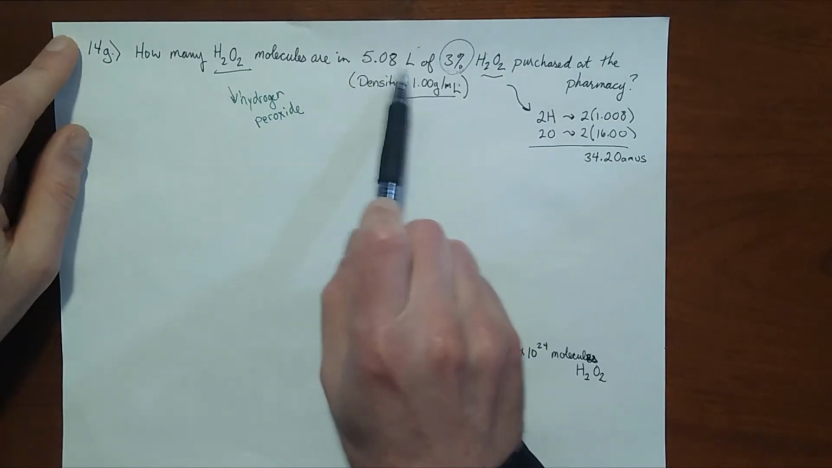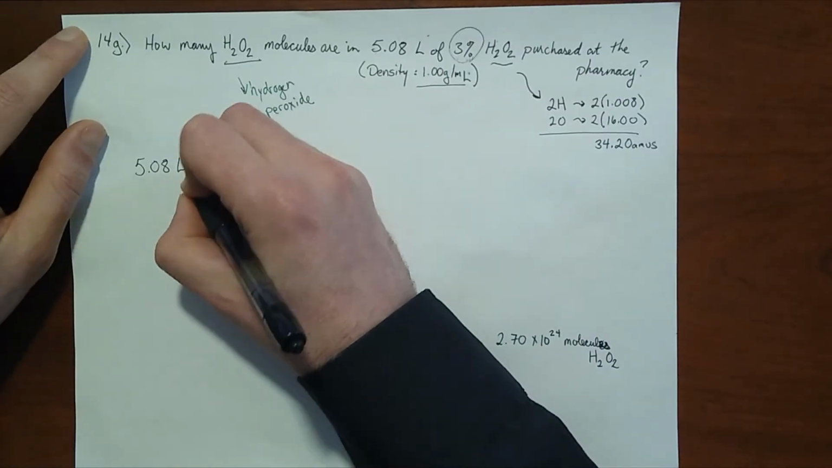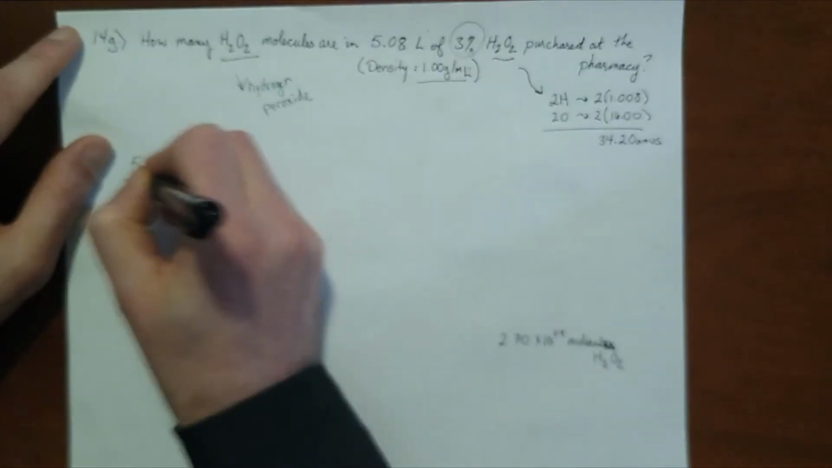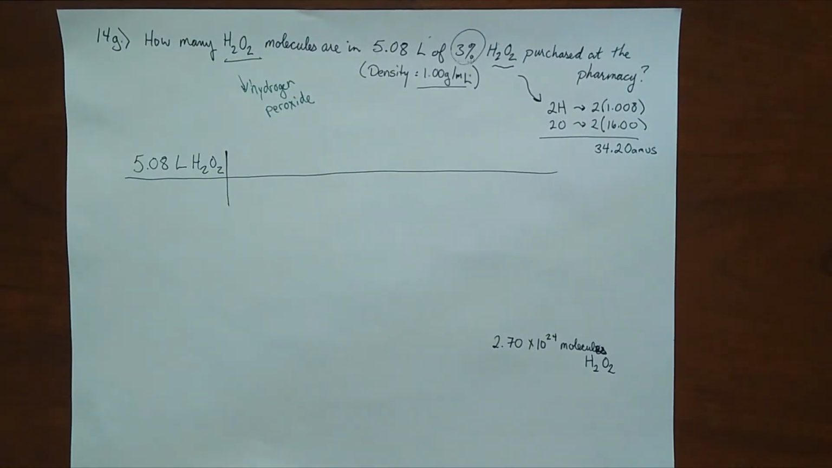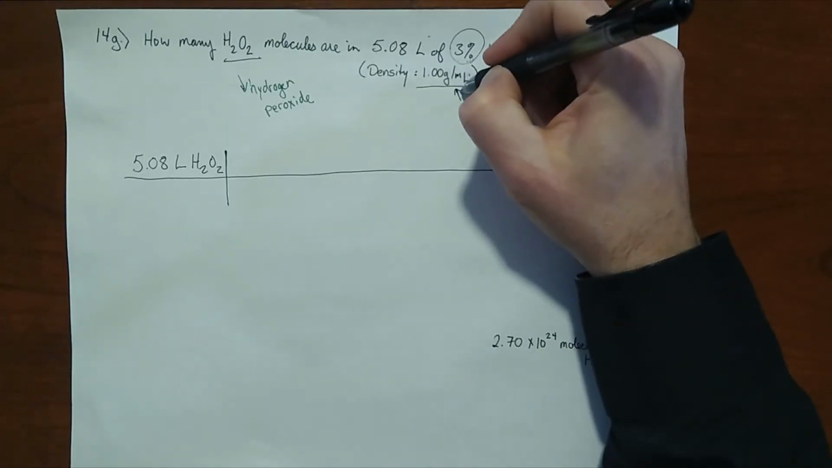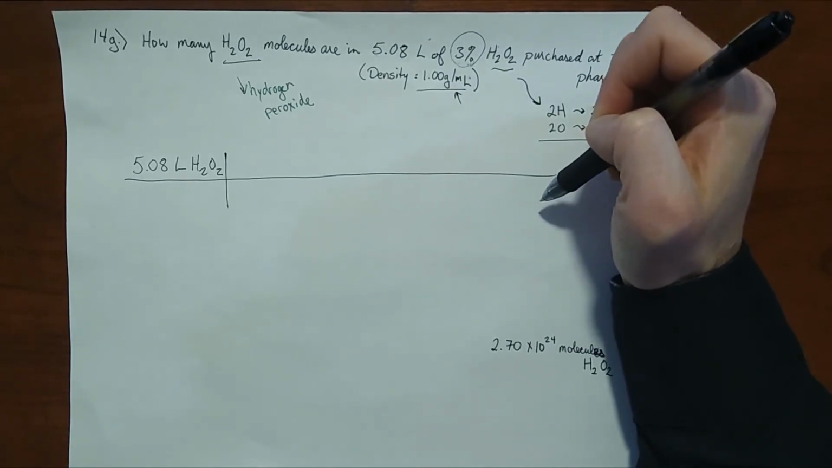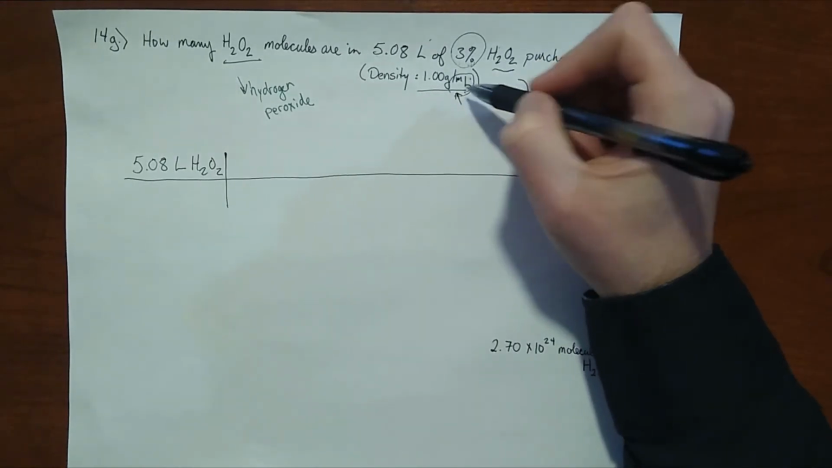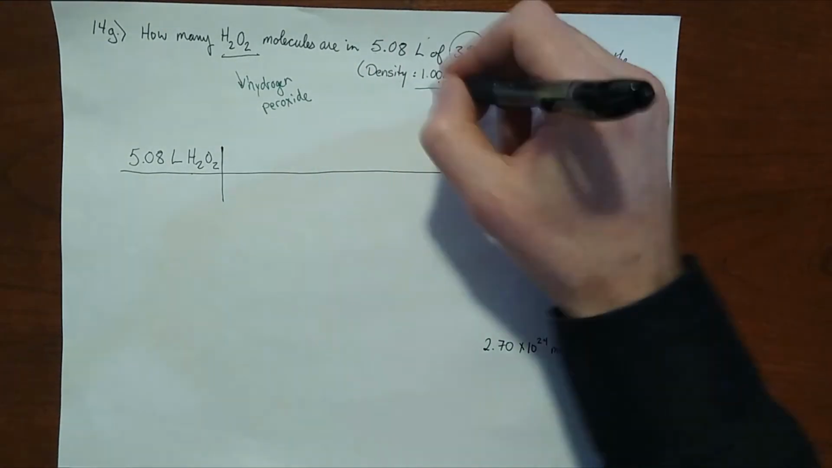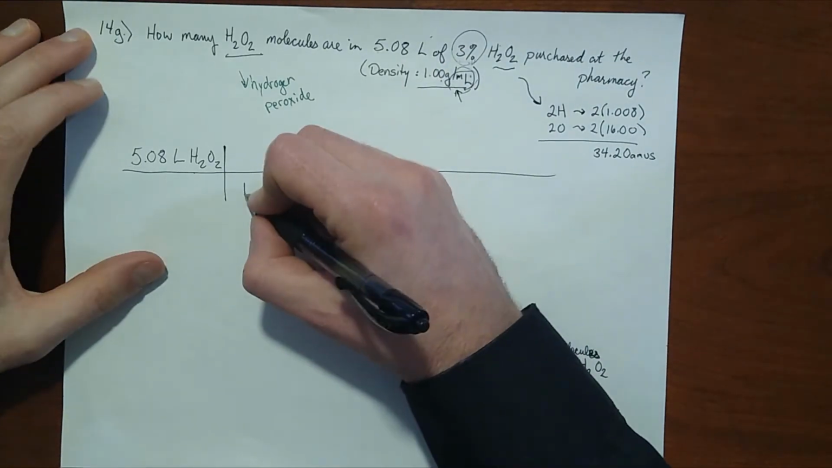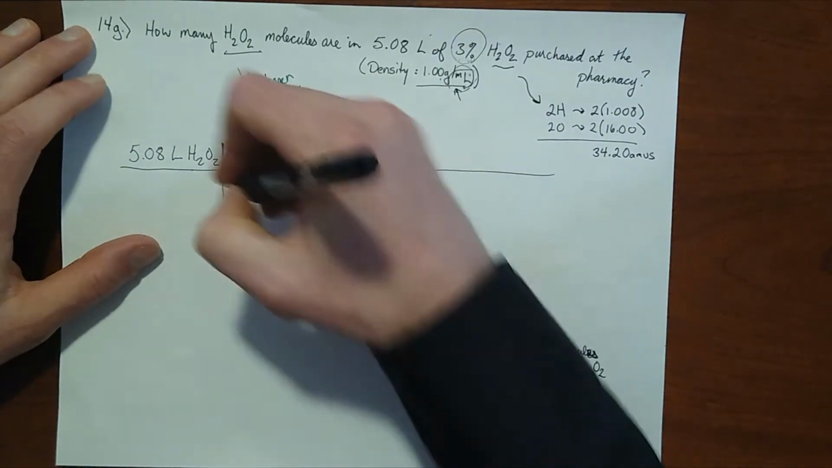So again, we take what we are given to start with in this unit conversion. I have 5.08 liters of hydrogen peroxide. Now we haven't done anything with liters before, and liters is a volume, not a mass. So this is a little bit different, but we're told that the density of hydrogen peroxide is 1 gram per milliliter. So we do have a conversion between volume and mass, because there's 1,000 milliliters in a liter. To use this, we're going to need to go to milliliters first. So in 1 liter, we have 1,000 milliliters. That's our first conversion factor.